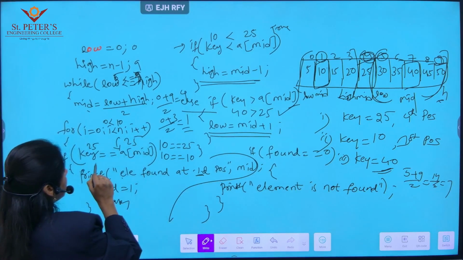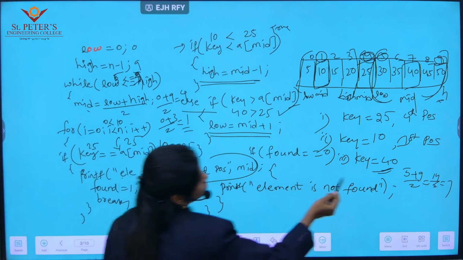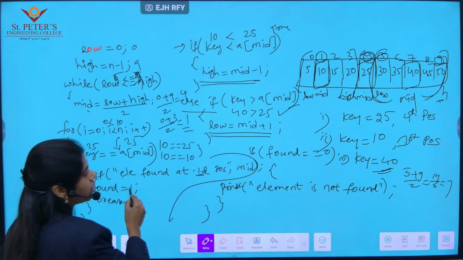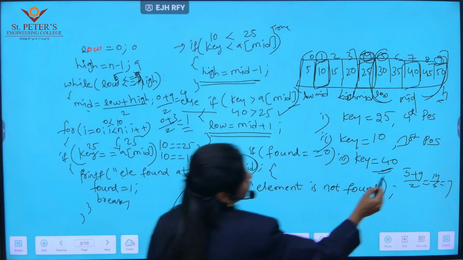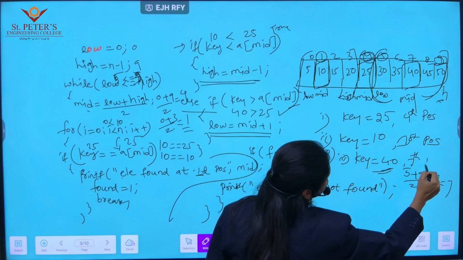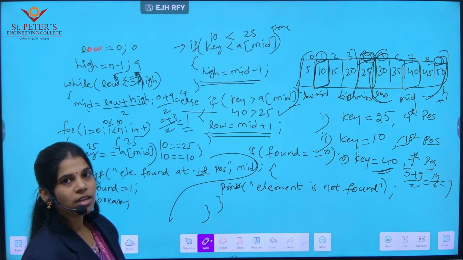Now the key element is what here? 40. Is 40 double equal to 40? Yes, it is true. So now it is going to be printed. At which position is the element found? 7th position. So the element is found at the 7th position. Like that the binary search is going to be performed.